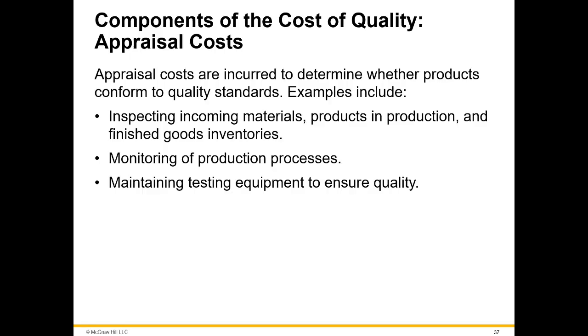The next is appraisal. Okay, we've got to determine whether it meets our specs. And so we're going to inspect the incoming materials from our supplier, the products that are in production, and those in finished goods inventory, monitoring the production process, and maintaining testing equipment to ensure quality. Okay, so that's the second type of cost.